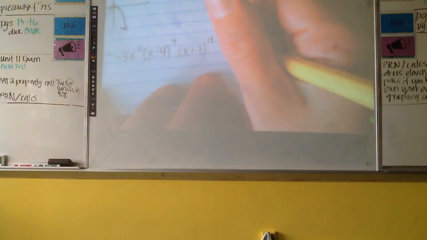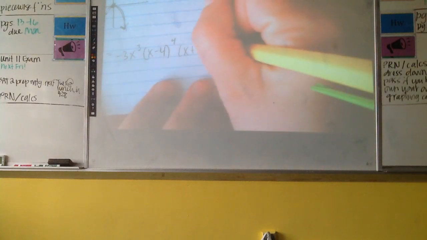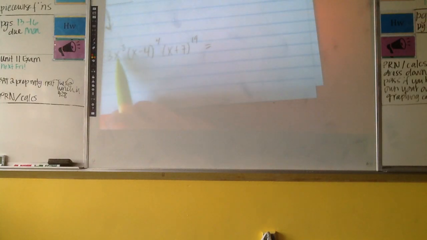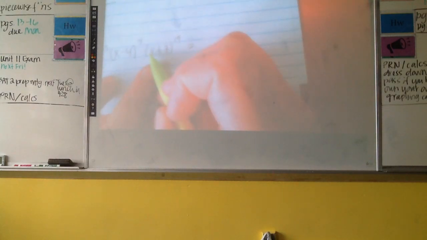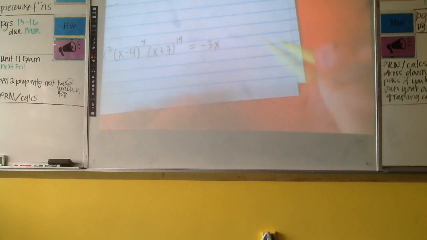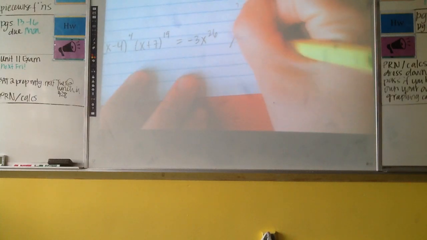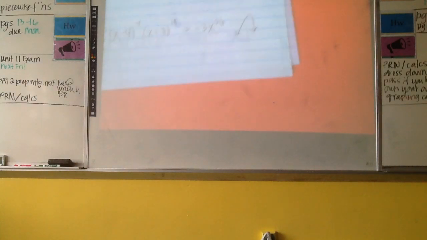Okay, if you were to multiply just the x's out without distributing all the rest of the stuff, you would get negative 3x cubed times 1x to the 4th times 1x to the 19th. That would be negative 3x to the 3 plus 4 is 7, 7 plus 19 will give you 26. Even power, negative leading coefficient, it's got to point down.